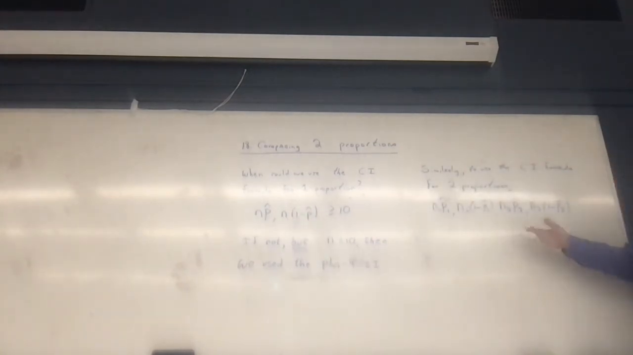So what is our verbal description of these four things? Yes, the number of successes and failures for the first sample, the number of successes and failures for the second sample. So they all must be greater than or equal to 10.